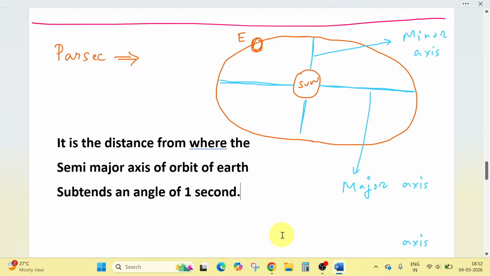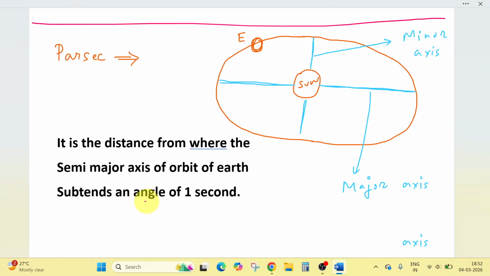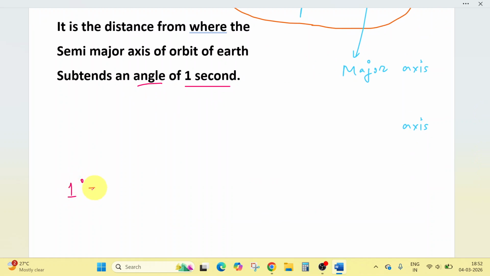Okay. Now, first of all, tell me, what does angle in 1 second mean? Can you say anything? Angle is measured in degrees, right? 30 degrees, 40 degrees, 50 degrees. So what does angle in seconds mean? The smaller units of angle are minutes and seconds. 1 degree equals 60 minutes, and 1 minute equals 60 seconds. You have read about minutes and seconds.